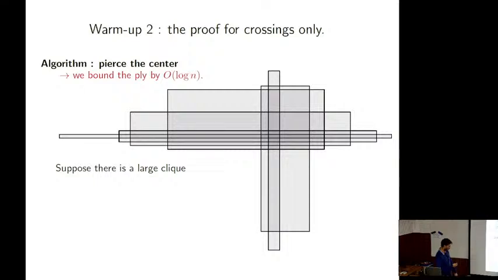Okay, let's do the second result. So let's prove that we can get log n when we have only crossings in the sequence. So this is rather simple. We pierce the center of the rectangles. So let me show you why it's log n. We use the first method, so we will show that the ply is bounded by log n. Suppose we have a big clique, meaning we have more than log n rectangles that form a clique in the sequence. Because we have only crossings, the clique has to be like this.